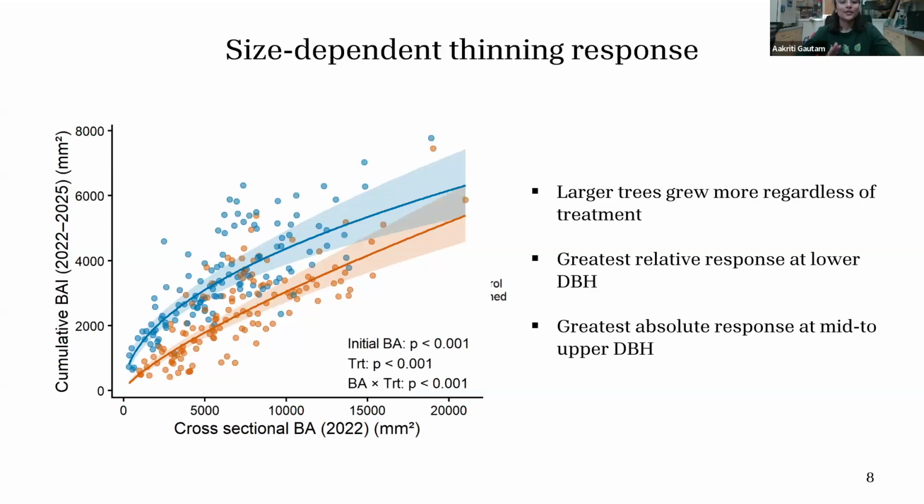And the magnitude of the response was not uniform. Trees at the lower DBH showed the greatest relative response, while trees at the mid to higher DBH put on more absolute growth.